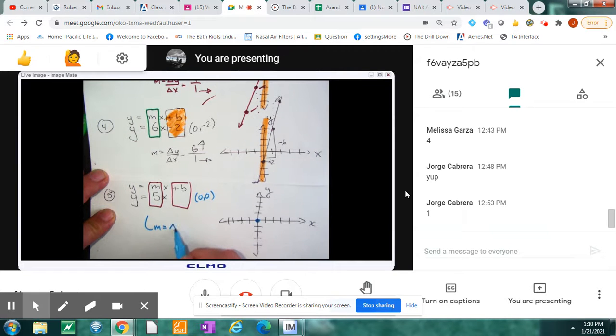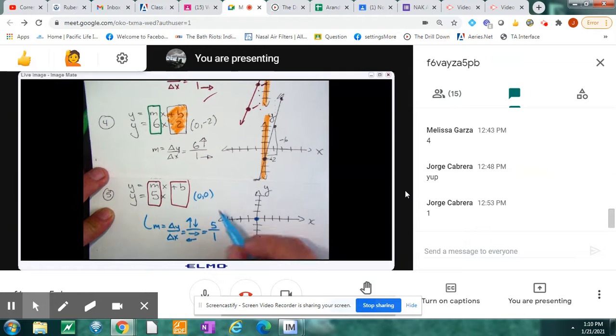M is the change in y over the change of x. Again, rise over run, which is 5 over 1. So the 5 is positive. It's going to rise, and you're going to run. You're not going to fall. You're going to rise. So here we go. Ready? Let's go ahead and do that real quick.